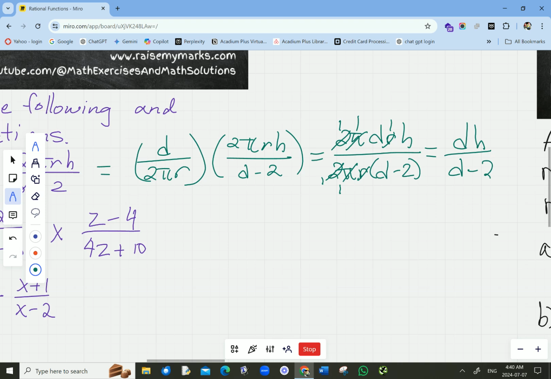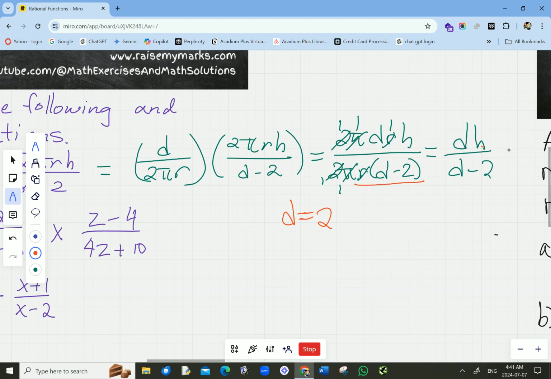So now we need to state restrictions. So remember, the restrictions are when the denominator equals 0. So from our simplified expression, it looks like our denominator is just d minus 2. Unfortunately, that is not the complete denominator. So just stating that d equals 2 as a restriction is not sufficient. We need to go back to before we simplified.